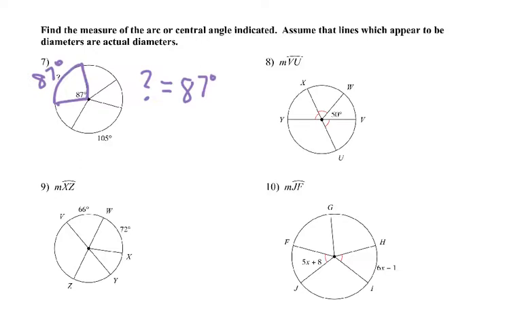Okay. In number 8, we are trying to find the measure of arc VU. These are kind of like puzzles, so if you've been spending a lot of quarantine time doing puzzles, you'll be in good shape. We need to use the fact that this is a diameter, which means that this measures 180 degrees. And then we've got this 50-degree angle right here, which means that this arc is also 50. So I'm going to label that 50 degrees here.